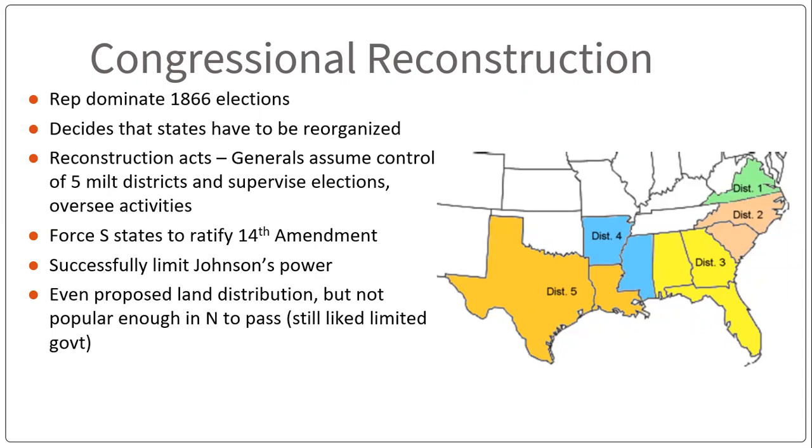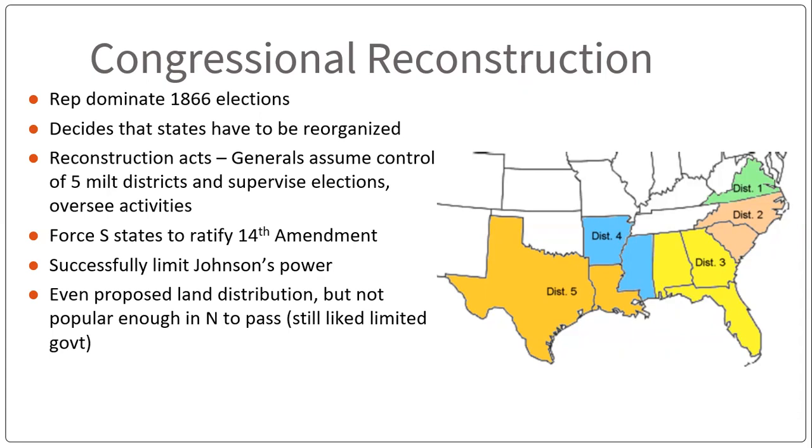This is how we get some of the Reconstruction Acts, where we're going to set up 5 military districts, and the military is going to supervise the state elections and oversee all political activities in the southern states. So what that means is the black vote is under military protection, stuff like that, which would be all black males who are adults.